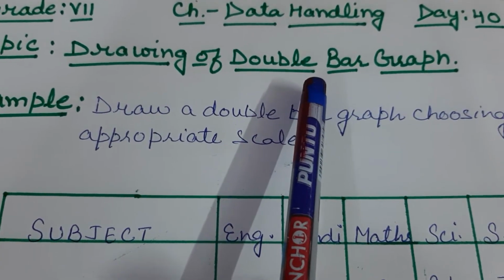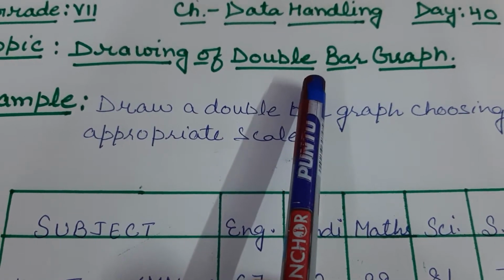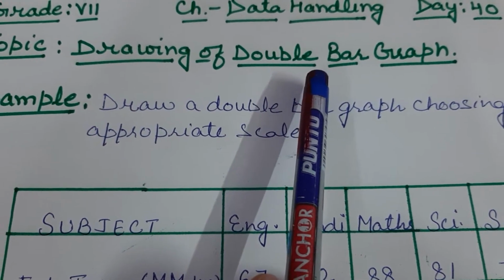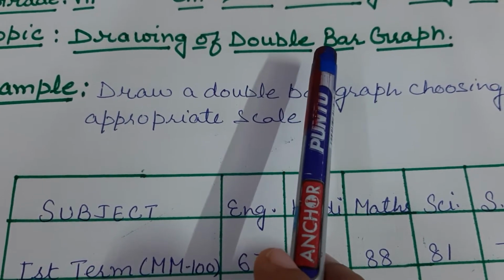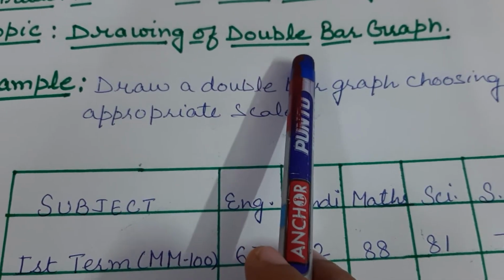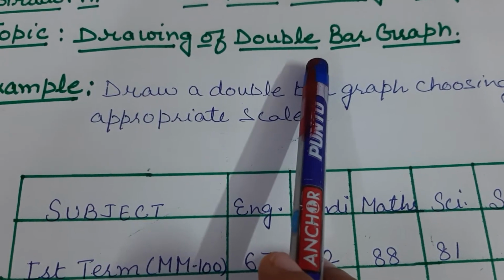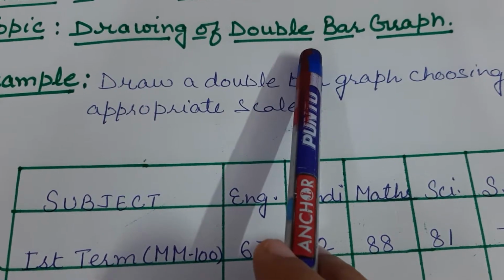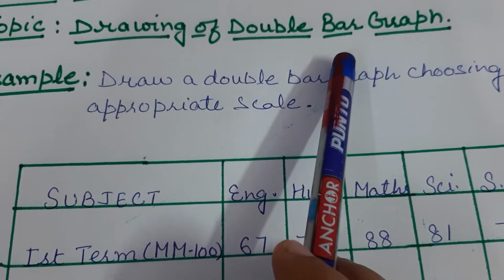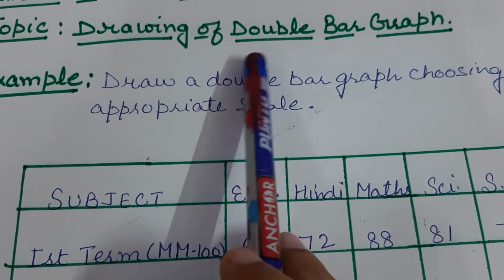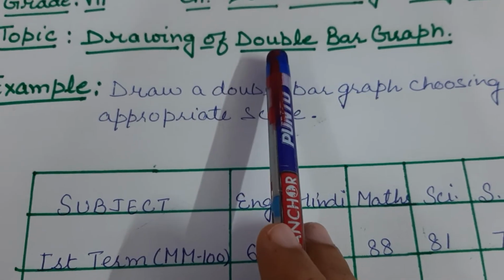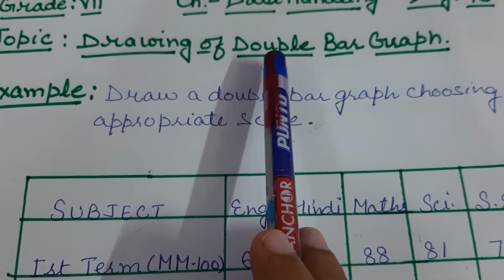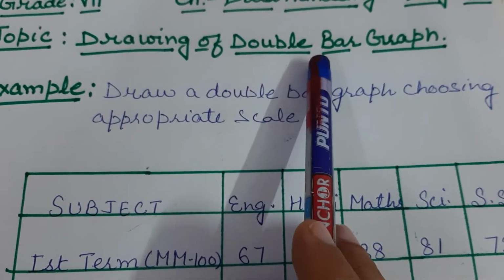Students, from a double bar graph we can visualize the comparison between two things. Okay, comparison between maximum and minimum temperature, comparison between sales in 2 years, comparison between marks in two terms. So where we want to see the comparison, there we use a double bar graph.